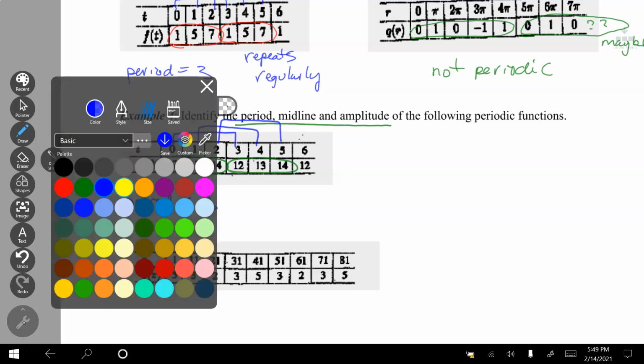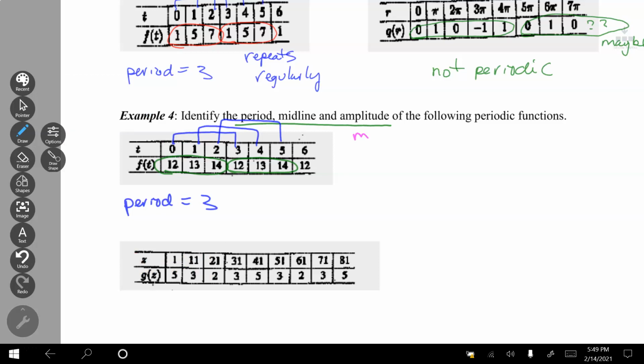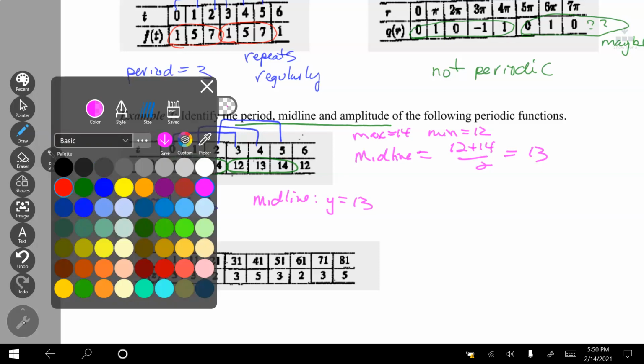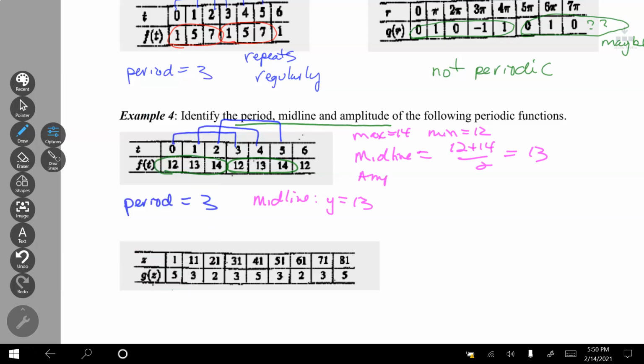Well, according to the numbers I have, and that's all I can use, I have a max equal to 14, a min equal to 12, so my midline is equal to 12 plus 14. That's not good. Let me erase. 12 plus 14 over 2, which gives me 13, so my midline is y equals 13, and my amplitude is equal to my max of 14 minus my midline of 13. That gives me 1, so I got an amplitude equal to 1.